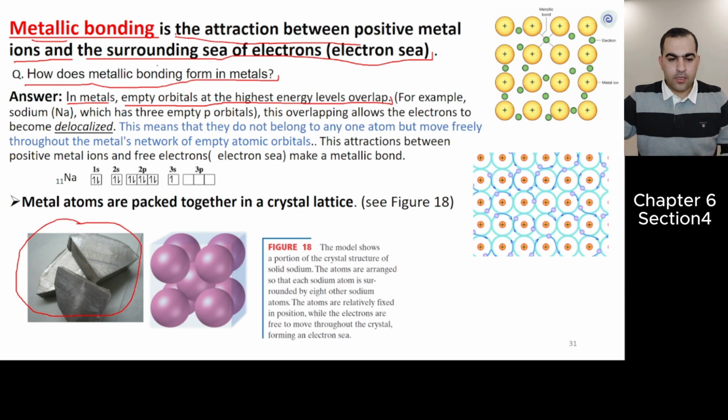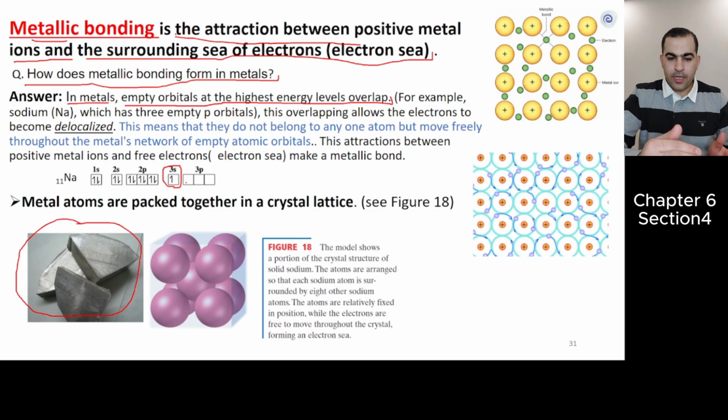Example, sodium. Look at sodium. This is the orbital notation of sodium. Sodium has one valence electron in the last shell, in the third shell. It's in the 3s orbital, but you know in the third energy level, besides 3s we have 3p also. But the 3p orbitals are empty. These rooms do not contain any electrons. In metals like sodium, these empty orbitals overlap.